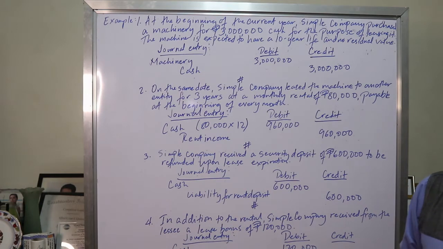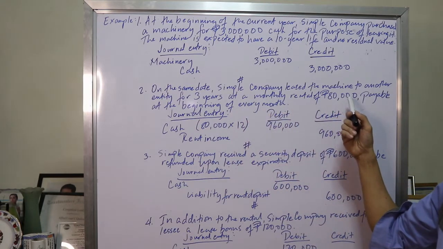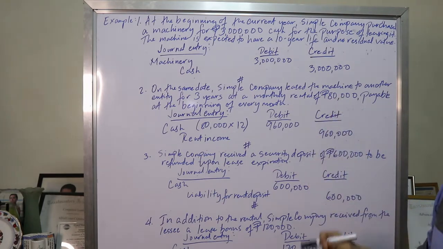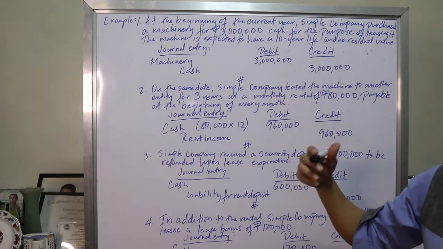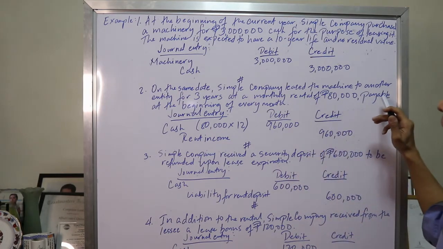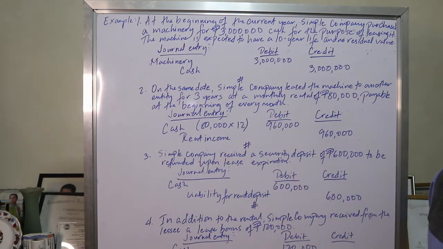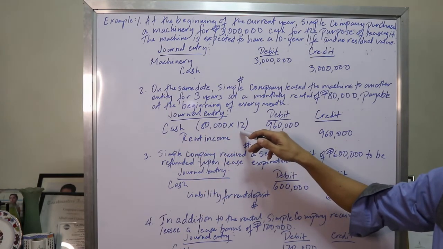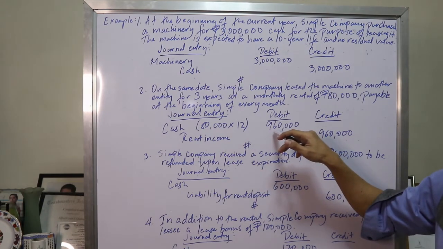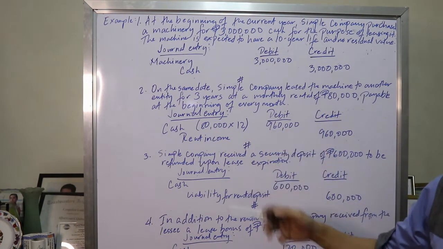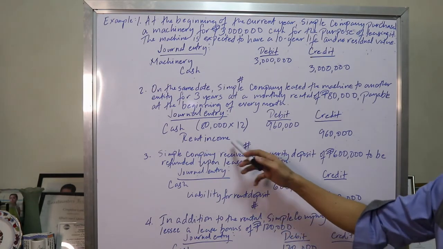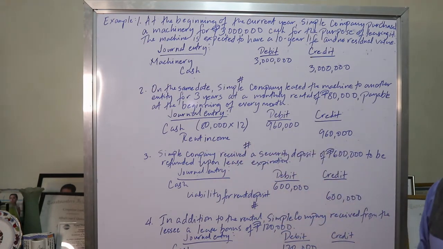So pinaupa niya itong machine na binili niya dito sa number 1. So for 3 years at a monthly rental of 80,000. So yung 80,000 na yan, ito yung monthly. So i-multiply natin sa isang taon para makuha natin yung rental kada taon, payable at the beginning of every month. So journal entry, debit cash, 80,000 times 12, so that would be a debit for 960,000, and of course a credit to rent income kasi income natin, this is an operating lease. So credit rent income for 960,000.